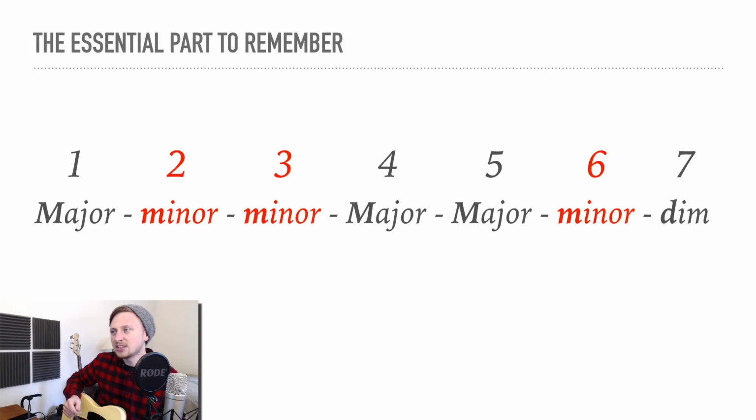So the important thing I want to again point out is this graph. The 2, 3, and 6 are minor. 1, 4, 5 are major. 7 is diminished. This is what you're really going to take away and memorize from this video.